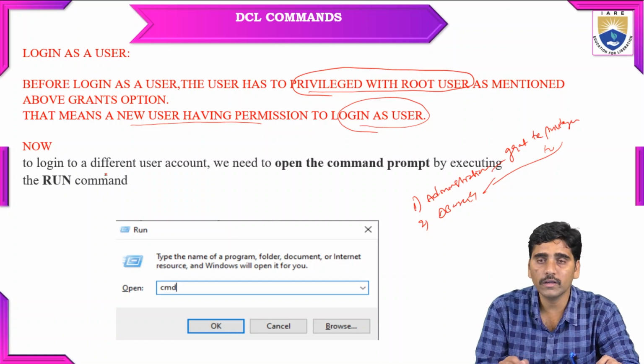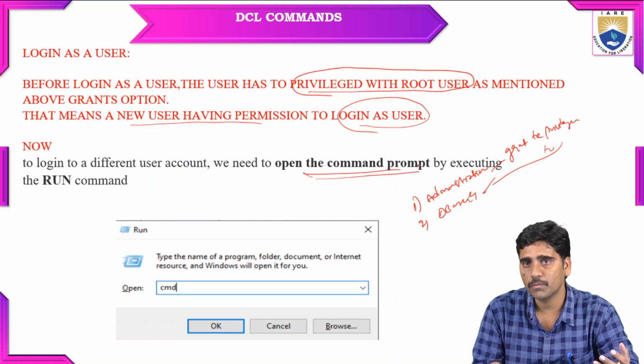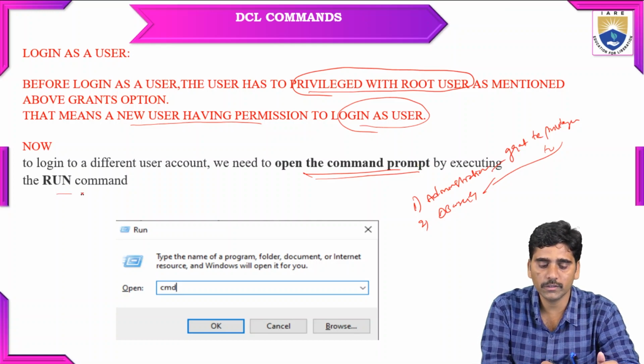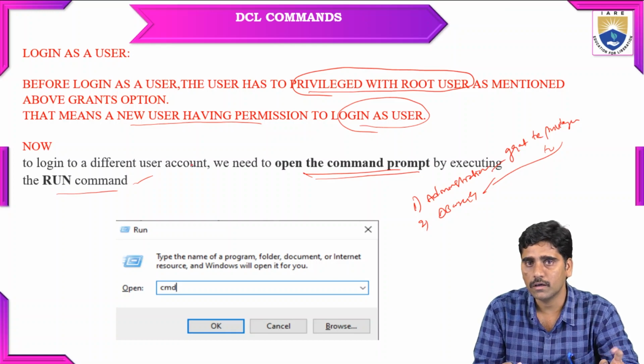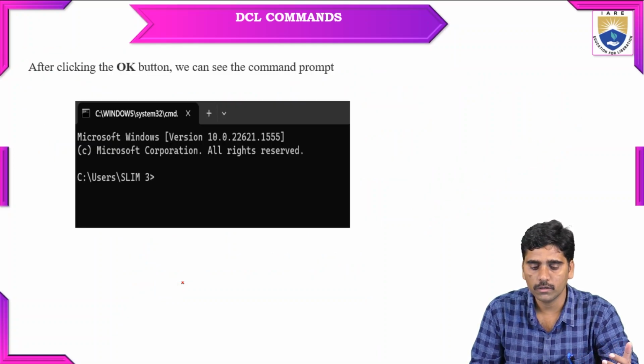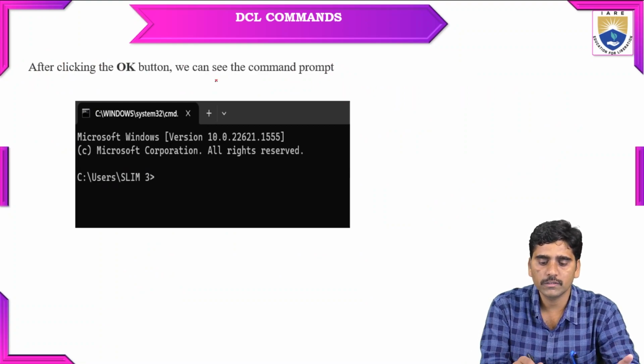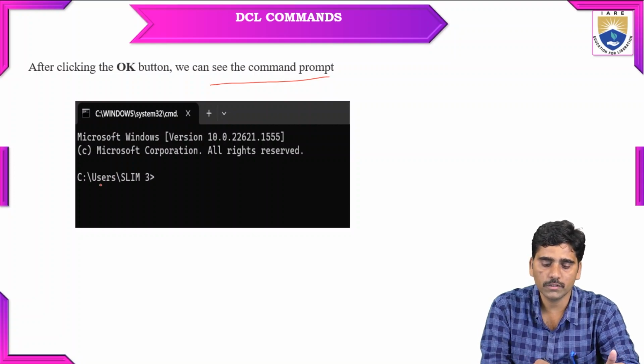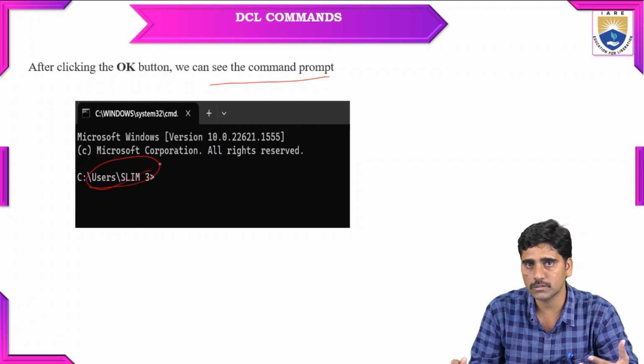Now to log into a different user account, we need to open the command prompt by executing the run command. Open the run command window from your system, type cmd, and click on OK. After clicking on OK, it displays the command prompt. This is your system account.